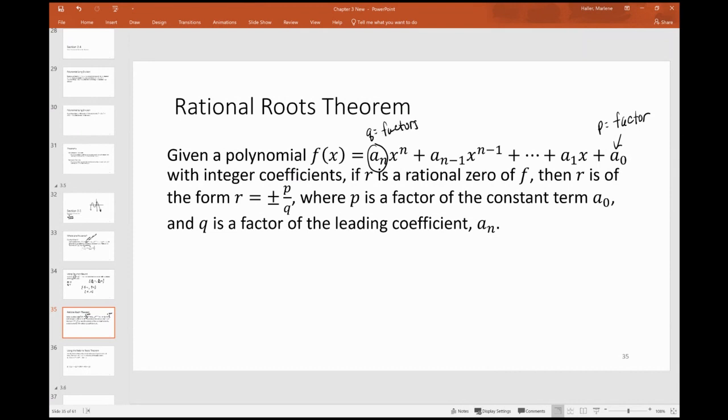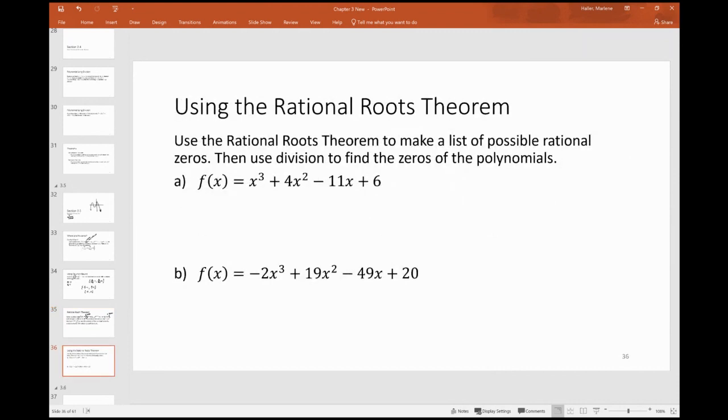So in other words, if we want to find all of our zeros, we need to first find all the factors of the leading coefficient and all the factors of the constant term. All right, let's take a look at an example. Here we have a polynomial, f of x equals x cubed plus 4x squared minus 11x plus 6.